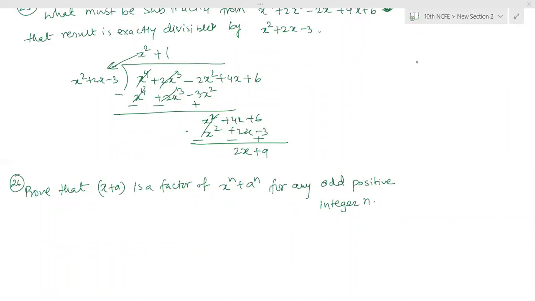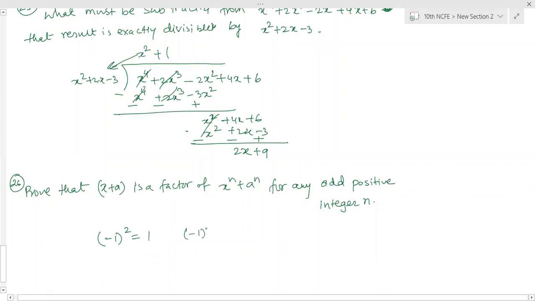So now tell me, minus 1 to the power 2, what's the answer? Ma'am, 1. Plus 1. Minus 1 to the power 3, minus 1. Minus 1 to the power 4, plus 1. Minus 1 to the power 5, minus 1. That means if the power is even, what's the answer you are getting? Plus 1, positive. And when it is odd, negative.